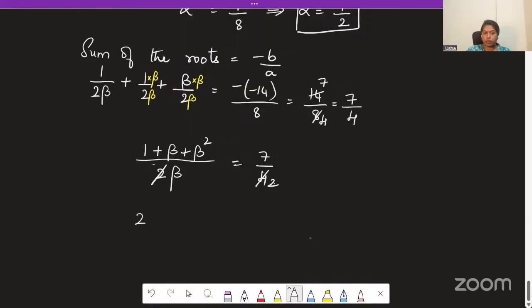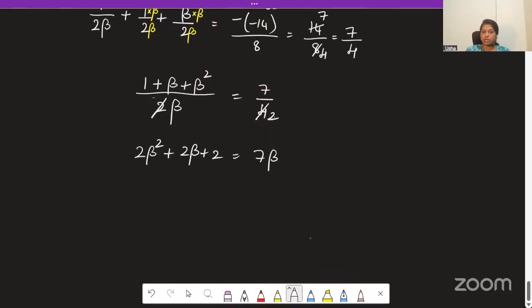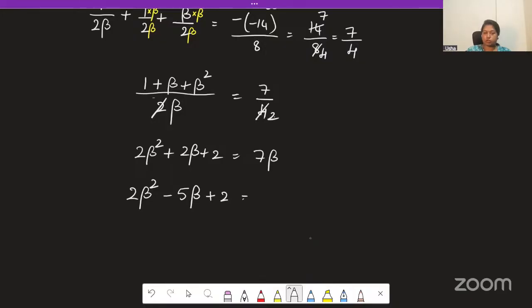2 into beta square plus 2 into beta plus 2 into 1 is 2 equals to 7 into beta is 7 beta. Now 7 beta goes to left hand side. It becomes minus 7 beta. So we get 2 beta square plus 2 minus 7 is minus 5 beta plus 2 equals to 0.